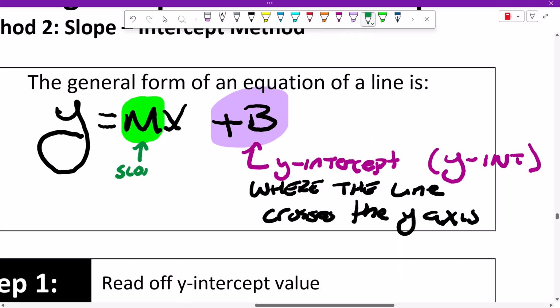You can think of it like a mountainside, right? Slope, uphill, downhill, that kind of stuff. So this is the steepness of the line. Steepness, right? So slope is the common word.